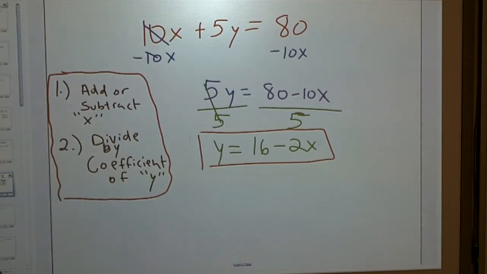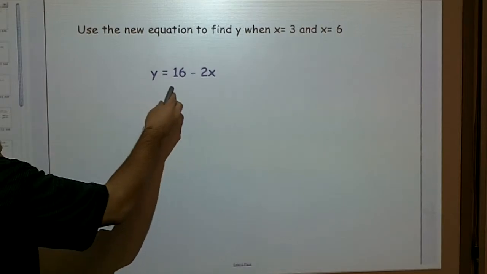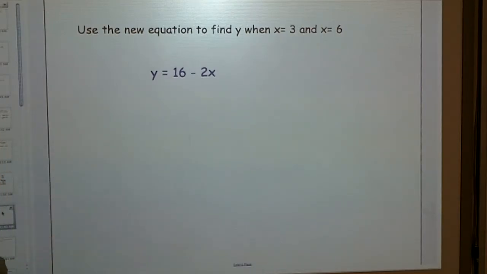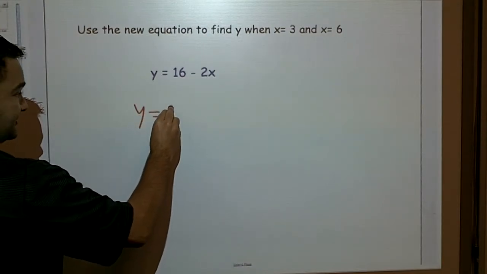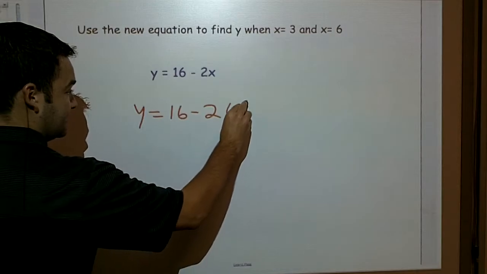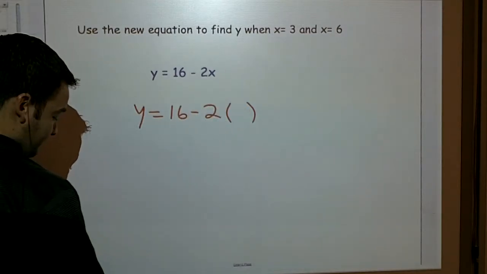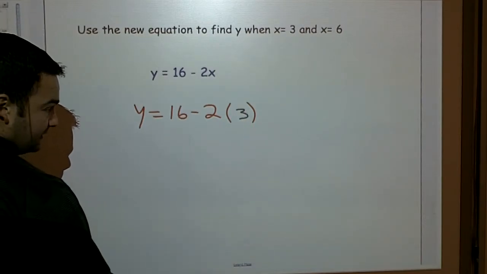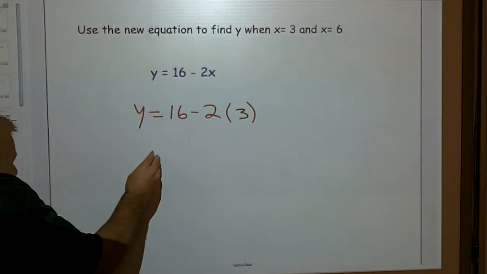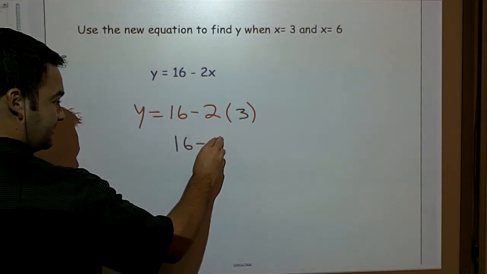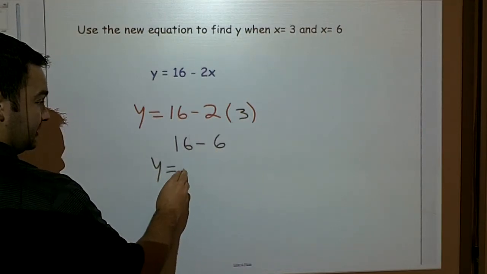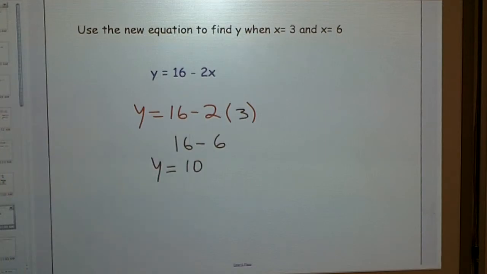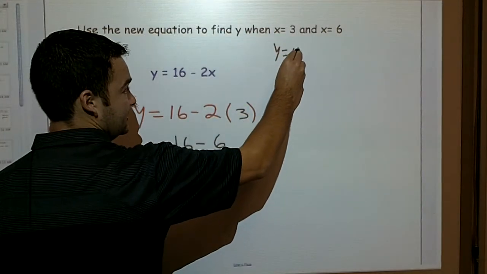Now, let's say we figured out that y is equal to 16 minus 2x. Use the new equation to find y when x is equal to 3 and x is equal to 6. All we would do is take y equals 16 minus 2 times some value. Since we're evaluating when x is 3 and x is 6, we plug 3 into the equation. From there, it just turns into an order of operations problem. y equals 16 minus 2 times 3, which is 6. y equals 16 minus 6, or 10. So when x is 3, y is equal to 10.